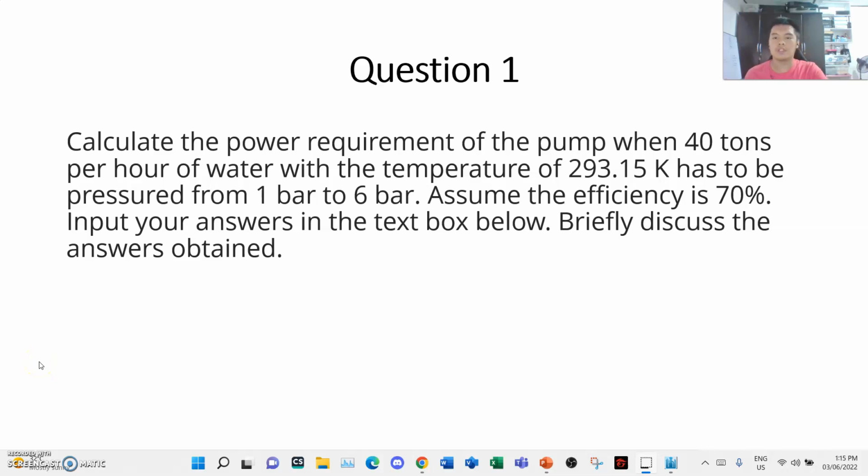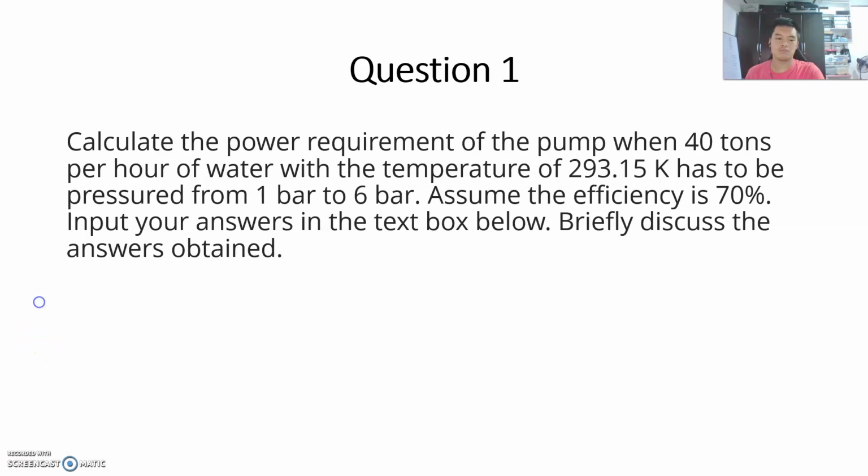Calculate the power requirement of the pump when 40 tons per hour of water with a temperature of 293.15 Kelvin has to be pressurized from 1 bar to 6 bar. Assume the efficiency of the pump is 70%. Input your answers in the text box below and briefly discuss the answers obtained.